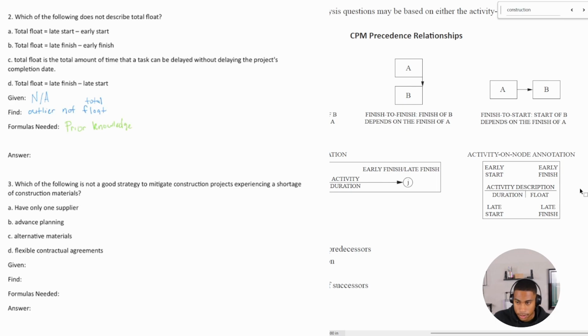So what is float? Float is the difference between the amount of time that it could take versus what it actually takes. So float is basically the difference between how long it is supposed to take versus how long it takes.